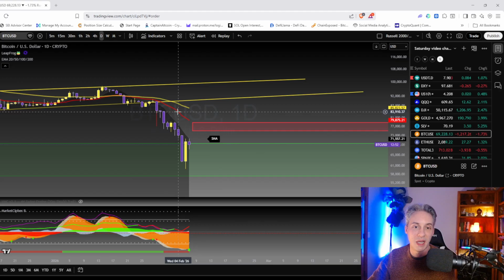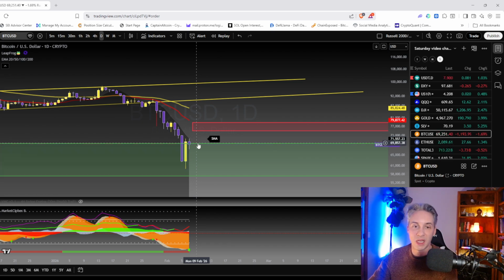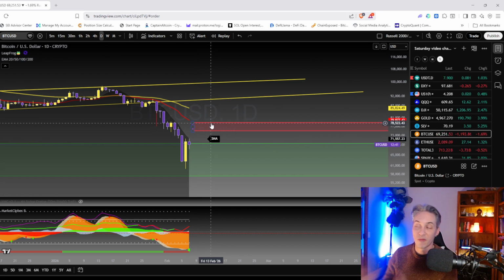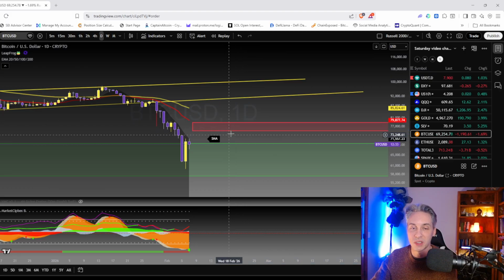And you've still got your 20 and your 50 way overhead. You need to see some pretty aggressive price action in order to get it back up here. So what we're watching for first and foremost, before this even looks bullish again, is that we have to get back into this red box. You just have to, and that will help us understand where we're going from here.